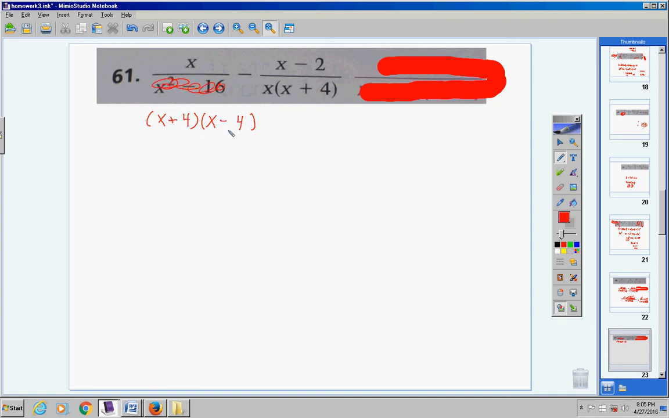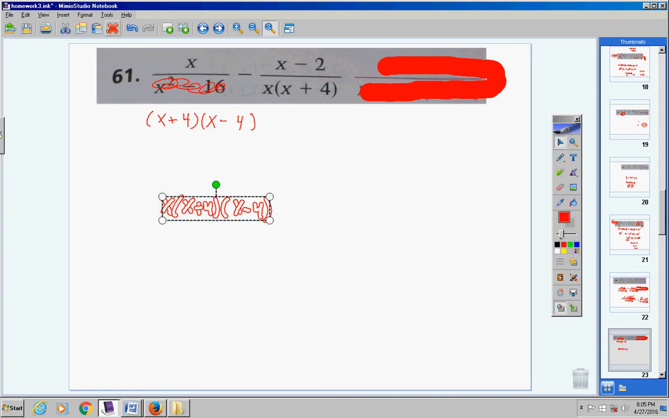groups. Let's check your monomials first. I have a monomial here, none over here. So I have one x here and no x's over here. So my common denominator has an x. Now, how many groups of x plus 4? 1. How many groups here? 1. So I need one group. How many groups of x minus 4? 1. How many over here? None. So I need one group of x negative 4. Alright, so that is your common denominator.